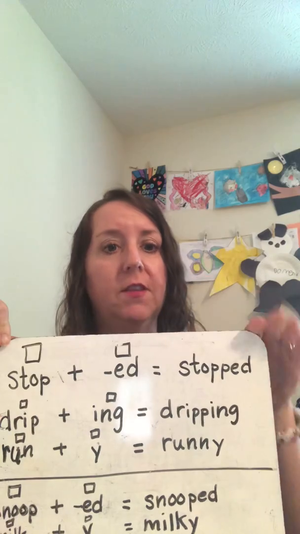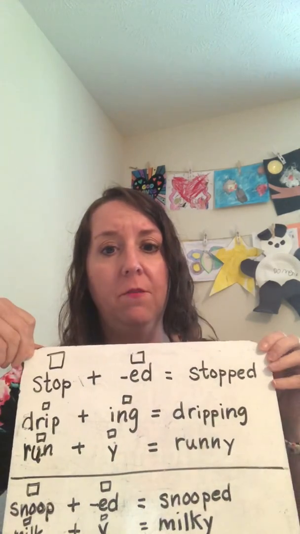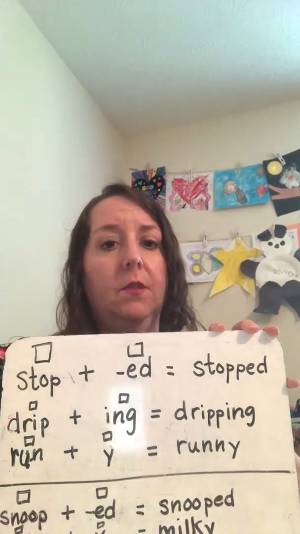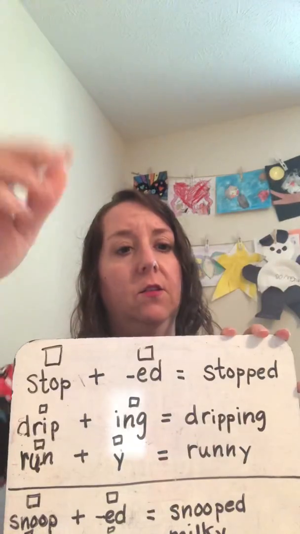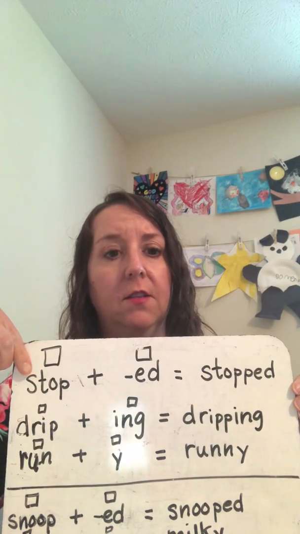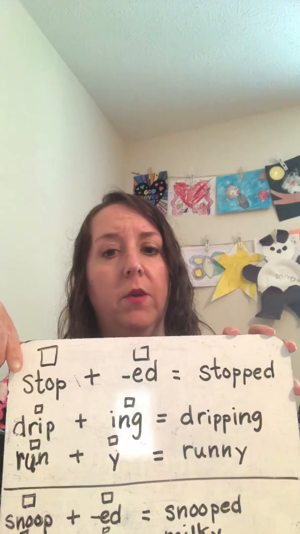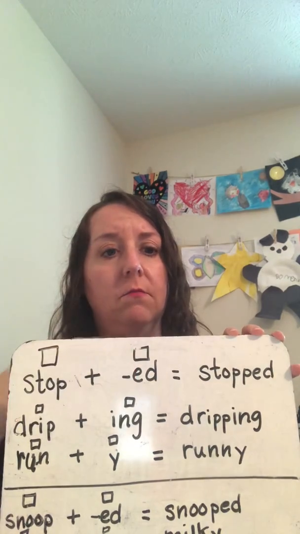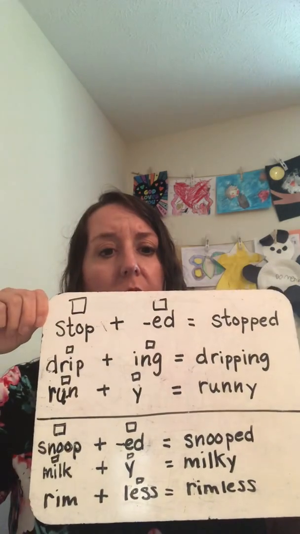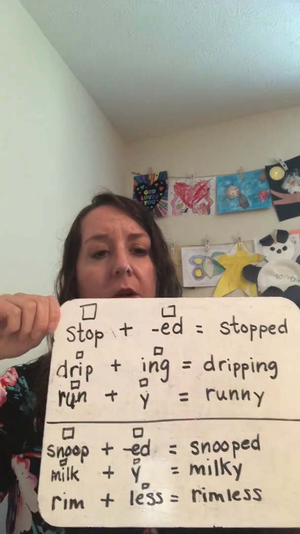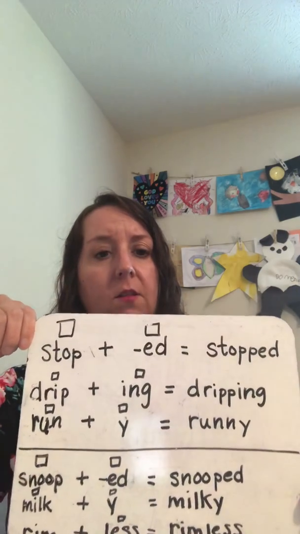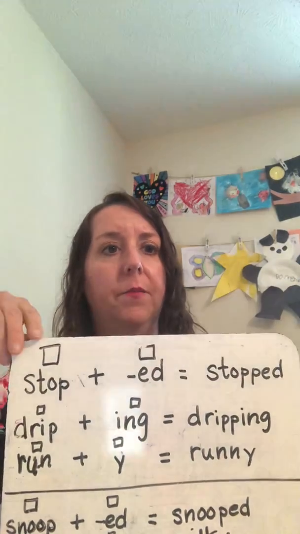Well, root words in the first list end with a vowel and one consonant. Let's take a look. It says the root words in the first list, here in our first list, all end with one vowel, one consonant. Root words in the second list here, do they end with one vowel and one consonant? Let's take a look. All right.